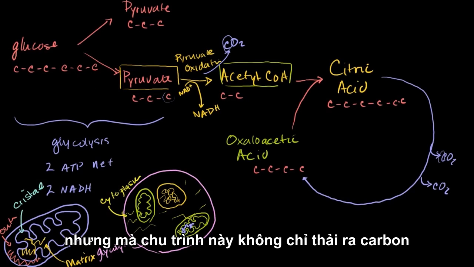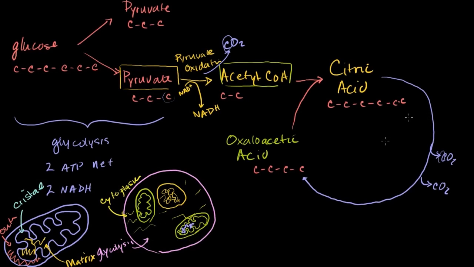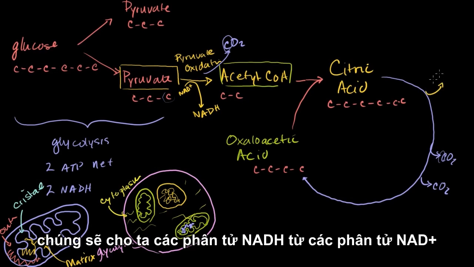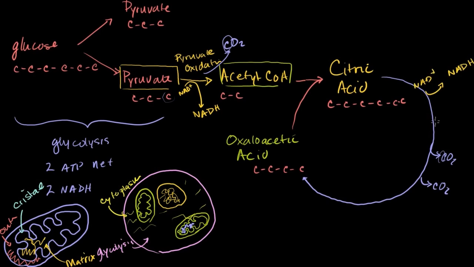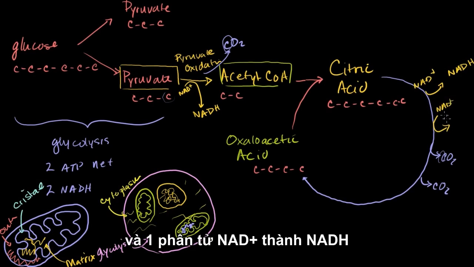But this cycle, it doesn't just generate carbons. The whole idea is to generate NADHs and FADH2s and ATPs. So, right here, and this is a huge simplification. I'll show you the detailed picture in a second. We'll reduce some NAD plus into NADH. We'll do it again. And of course, these are in separate steps. There's intermediate compounds. I'll show you those in a second. Another NAD plus molecule will be reduced to NADH.